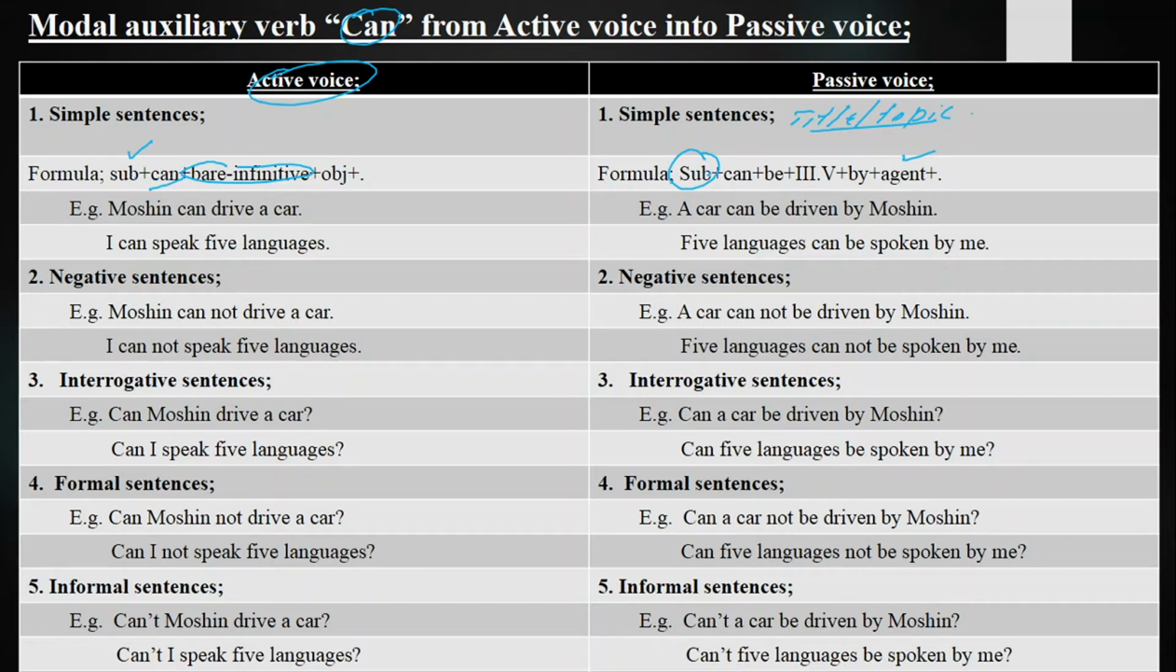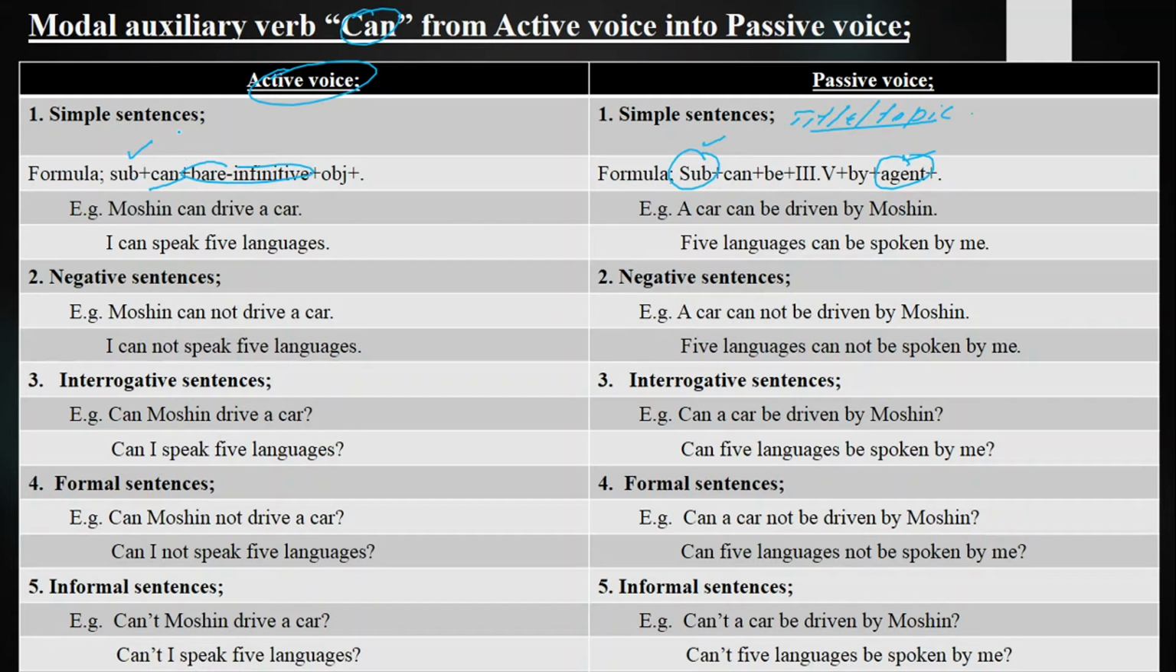In passive voice, subject can be plus third form by agent, full stop. This will not be called subject, this will be called object. When subject takes the place of object, there it will be called agent, not the subject. And when object takes the place of subject, definitely that will be called the subject, not the doer of an action. This should be in your mind.